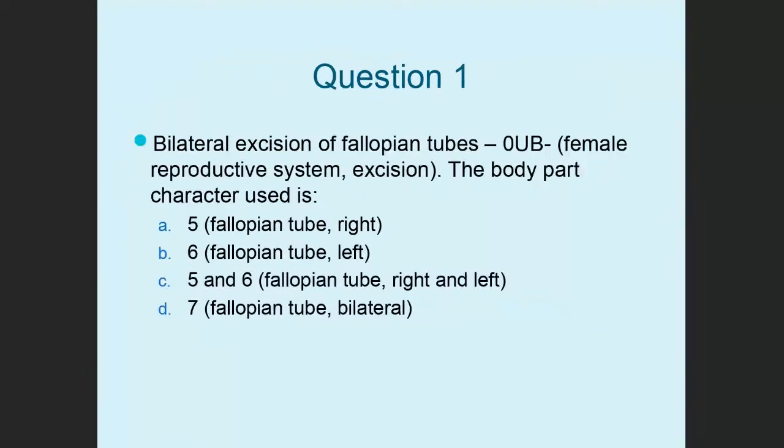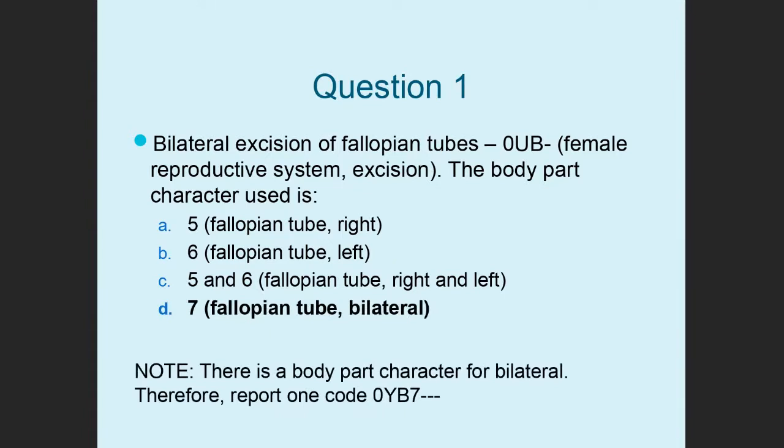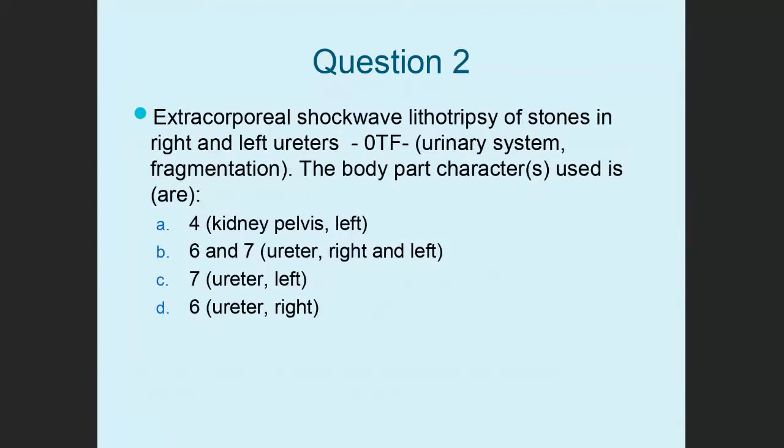So here's a practice question. If you wish, you can pause the video to look up the answer on your own. Bilateral excision of fallopian tube: 0UB, the first 3 digits, female reproductive system excision. The body part character is 5 fallopian tube right, 6 left, 5 and 6 right and left, meaning you would use 2 codes, or 7 bilateral. Since there's a body part character for bilateral, you're only going to report 1 code, and that's 7. It would be incorrect to do 2 separate codes using 5 and 6.